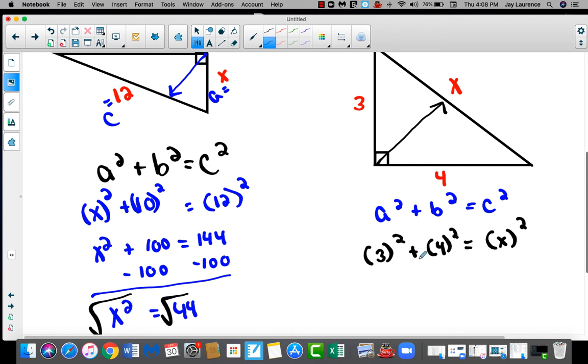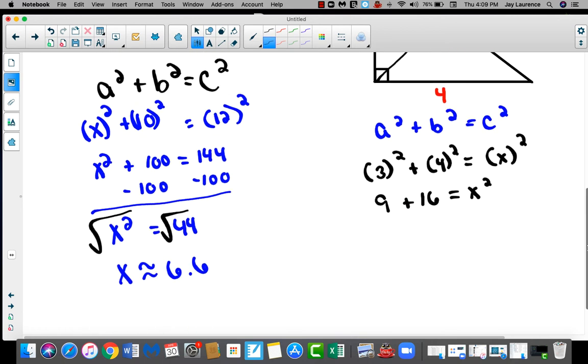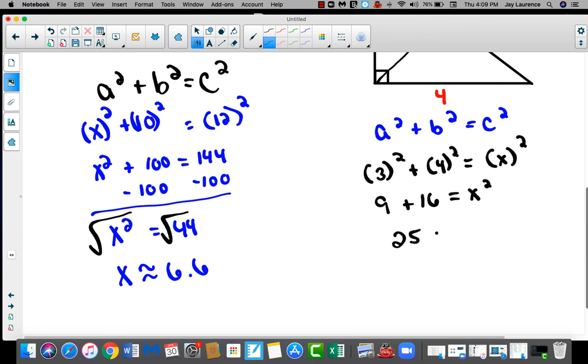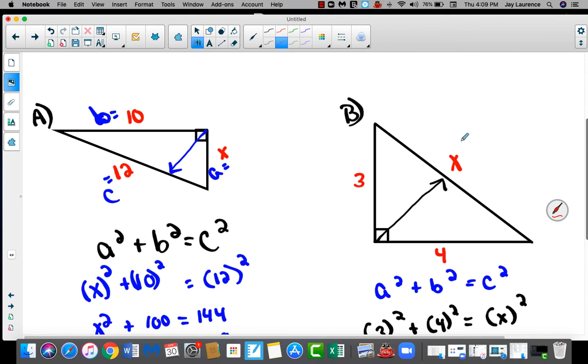So 3 squared is 9, 4 squared is 16, and then x squared is x squared, of course, and the left-hand side becomes 25 equals x squared. When I take the square root of each side, I get that x equals 5. So that means the missing side of that triangle is 5. A lot of carpenters and engineers use this all the time. Sometimes they know they're using it, and sometimes they don't know what they're using.